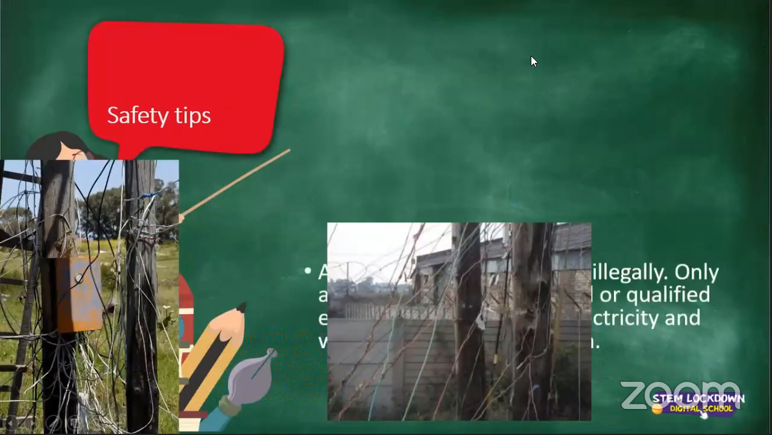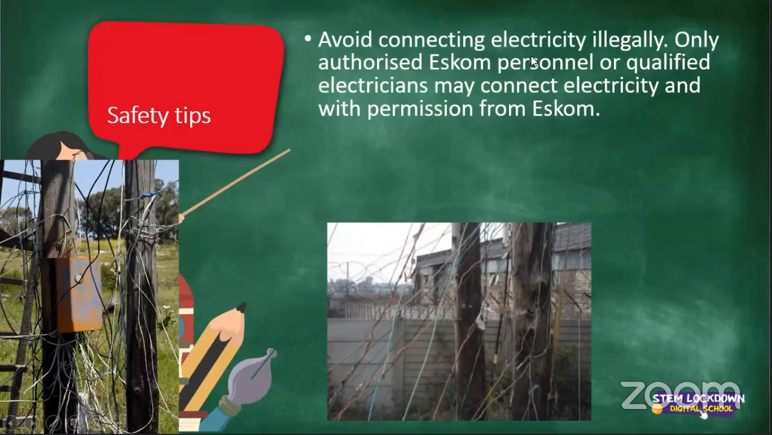All right, now let's discuss some safety tips. We need to avoid connecting electricity illegally. Only authorized ESCOM personnel or qualified electricians may connect electricity, and with permission from ESCOM. So you cannot call Johnny down the road to help provide electricity for you. We need to get ESCOM to do it for us.